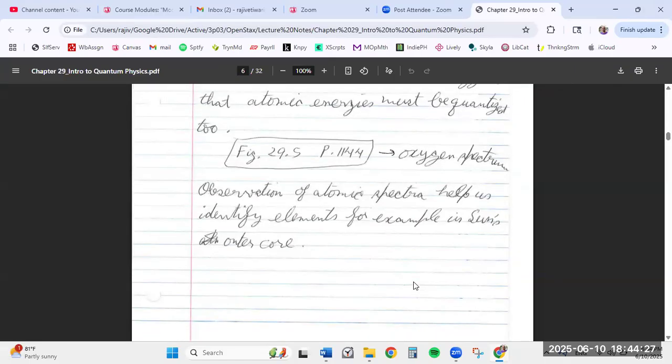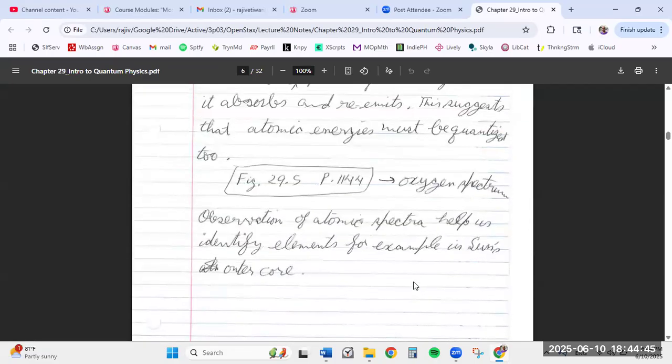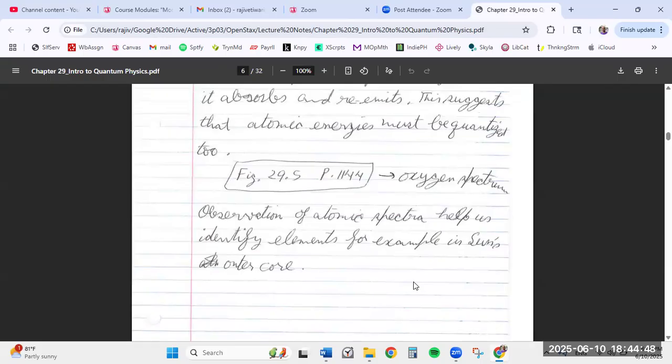For example, if you look at sunlight and look at these atomic spectra in sunlight, you are able to identify the elements that exist in the outer core of the sun. There's an interesting example of the element helium. Helium actually turns out was discovered first on the sun rather than on Earth. So scientists were studying the radiation from the sun, and they noticed certain lines which they could not match with any of the known atoms.